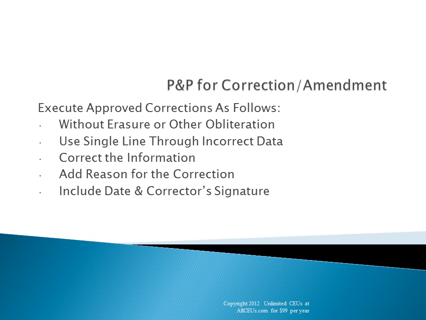Execute approved corrections as follows, without eraser or other obliteration. So don't scratch it out or redact it. Use a single line through the incorrect data. Correct the information, add the reason for the correction, and include the date and your signature.